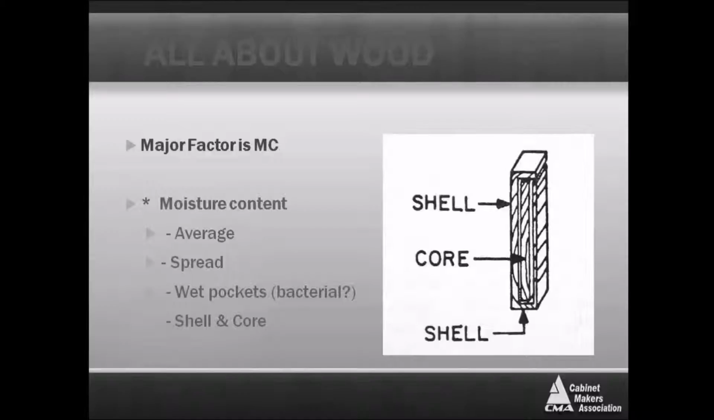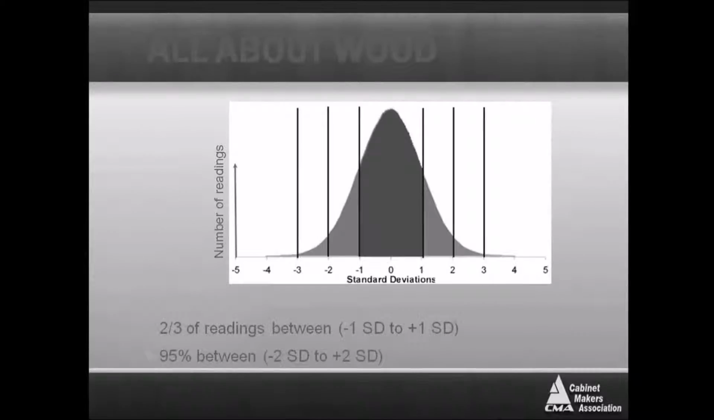Second thing is we want to look at the spread of moisture content. We want to know if the lumber has high moisture content or low moisture content. And we also want to look at wet pockets because of this bacterial thing we were just talking about. And some people even look at shell and core as diagrammed here. So there's a lot more to it than just getting 6 to 8%, which is on a shipping invoice.